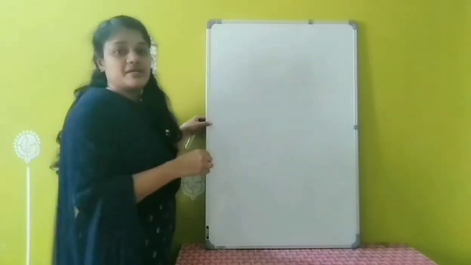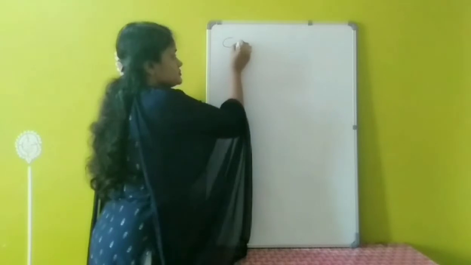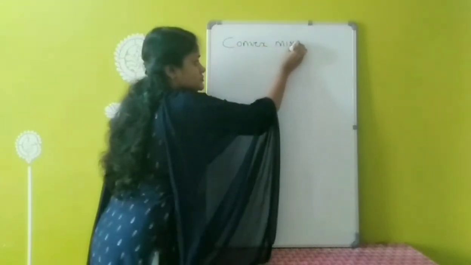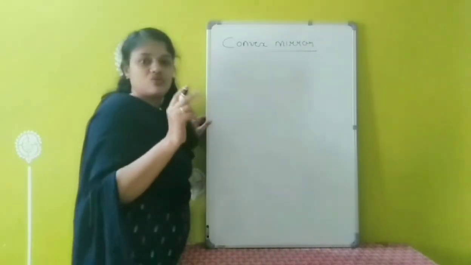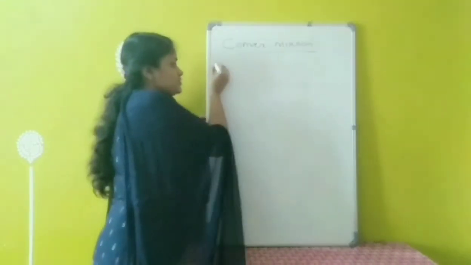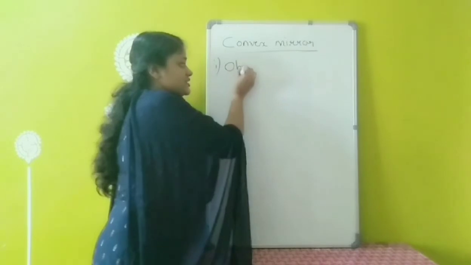So next is image formation convex mirror. Image formation convex mirror, but in convex mirror we have only 2 cases. So it is very easy compared to concave. So first one is same as that of concave mirror. Object is at infinity.